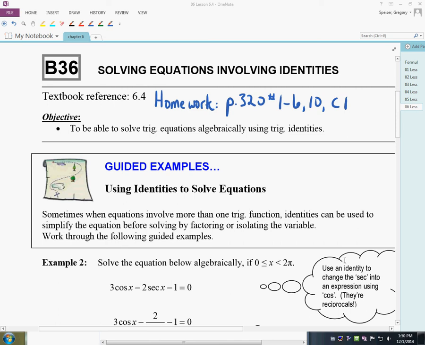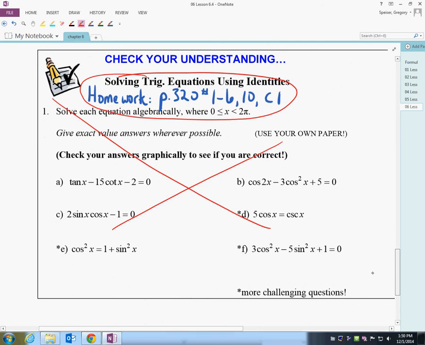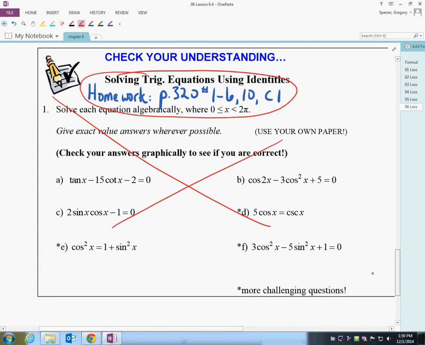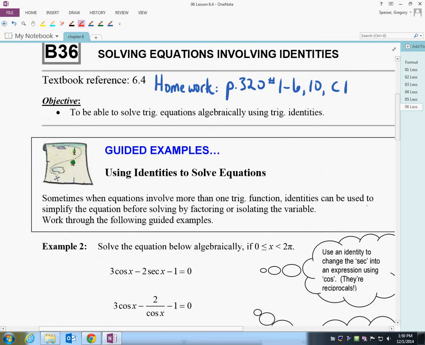Hi there. For our last lesson of this chapter, the first thing, very important, is that instead of doing the questions at the end of this lesson, instead of doing this check your understanding, you'll notice where I X them out. I'd like you to do in the textbook instead page 320, questions 1 through 6 and number 10, and then C1 as well. So don't worry about the ones in this booklet, but use your textbook questions, okay? And I wrote the same things up in the top there as well.